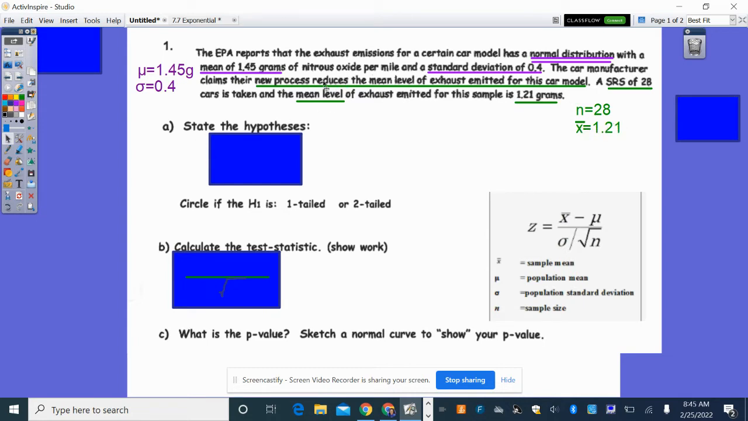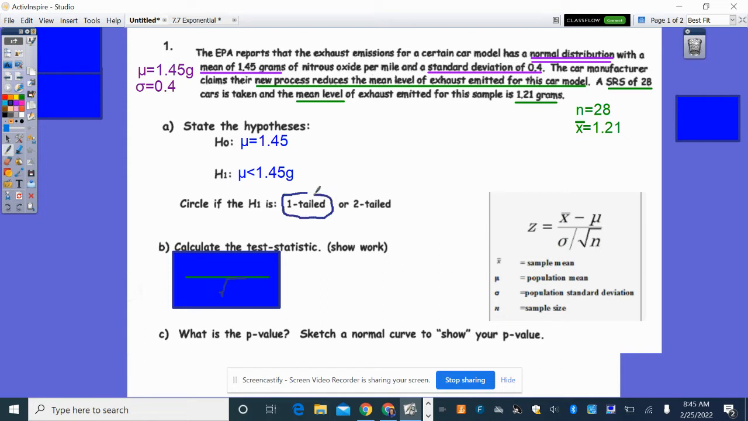So let's state the hypothesis. So remember, your null hypothesis always goes back to the true mean. So your null hypothesis is just the true mean is still 1.45. Since they claim it reduces the exhaust, you want to select the less than. And again, keep those both 1.45. Since it's a less than, when we do this on the normal curve, we're only going to shade to the left, which is 1 tail.